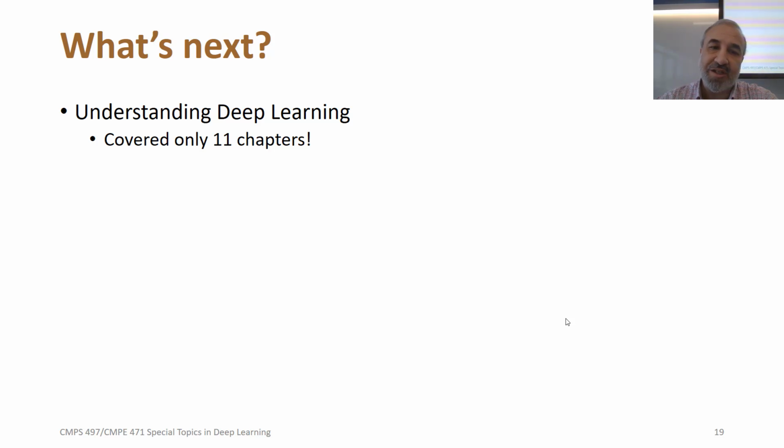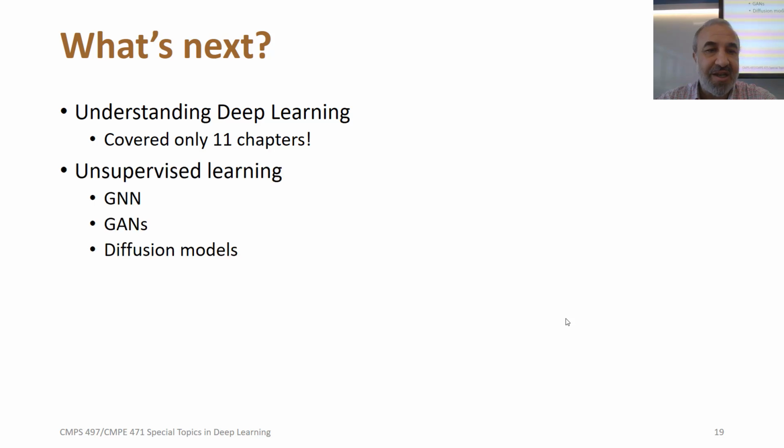What we covered is just 11 chapters from the book. We intended to cover much more than that, or I intended to, but the time was really tight. So we didn't cover, unfortunately, unsupervised learning. There are multiple chapters in the book. If you want to continue, I would recommend especially these three chapters. GNNs are a special kind of neural networks meant to process graphs, and there is lots of real-world data that are graphs. So this is something I think you should read.